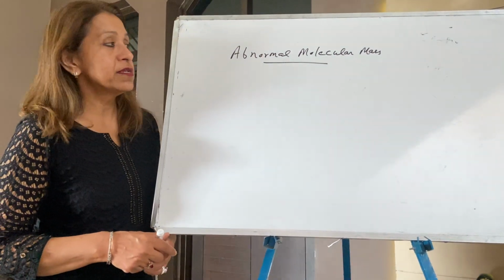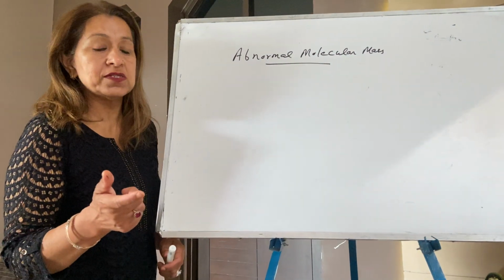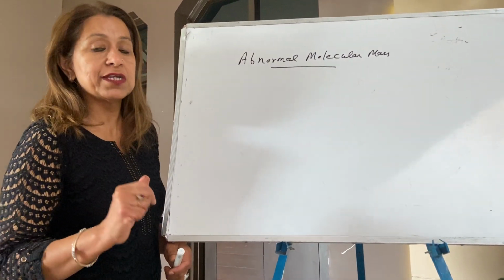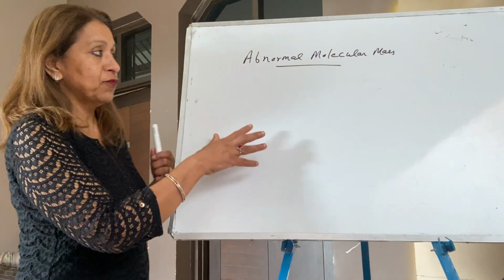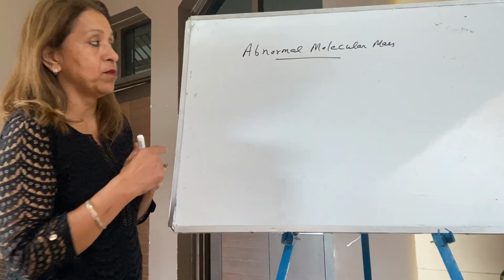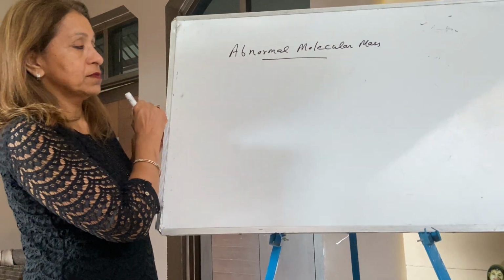Write down, your topic is abnormal molecular mass. It's the last topic after colligative properties. Yesterday we completed colligative properties along with the numericals, and a few numericals I have given to you as homework. After completion of this, I will take the NCERT exercise and extra numericals in assignment form. Now the topic is abnormal molecular mass.